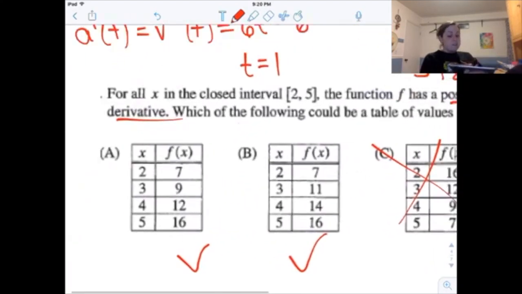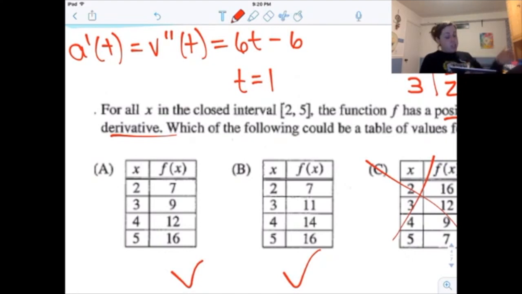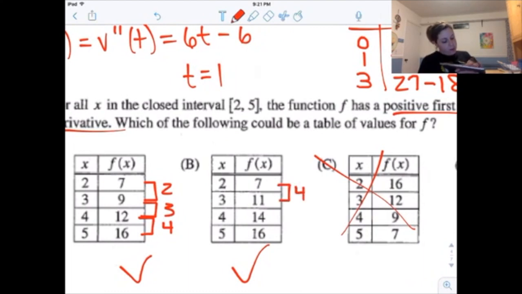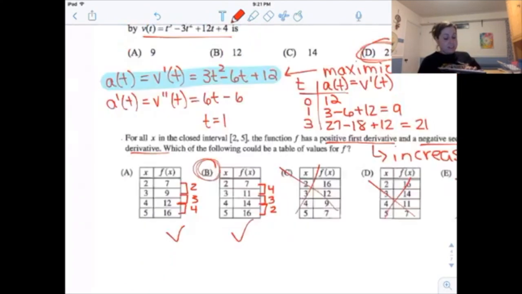So the way to look at that is to look at the way that it's changing. So here, this goes up by 2, this goes up by 3, this goes up by 4. And if you look at the rate that that's increasing, it's increasing at an increasing rate, which tells me that my second derivative, the rate is changing, is positive. This one goes up by 4, then goes up by 3, then goes up by 2. This one is increasing at a decreasing rate, which tells me my second derivative is negative.